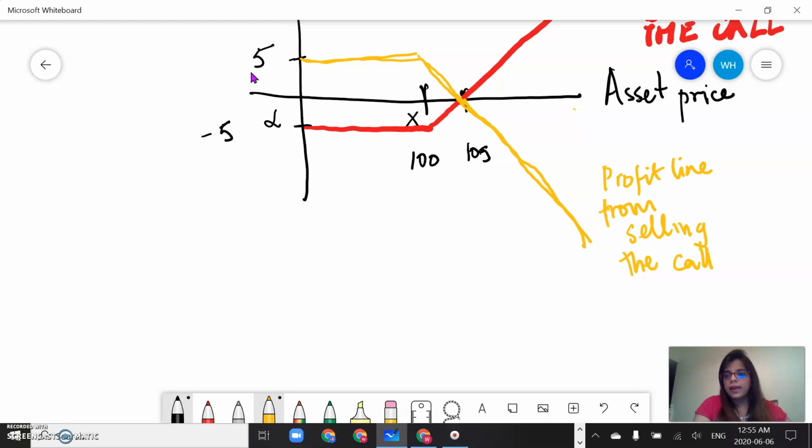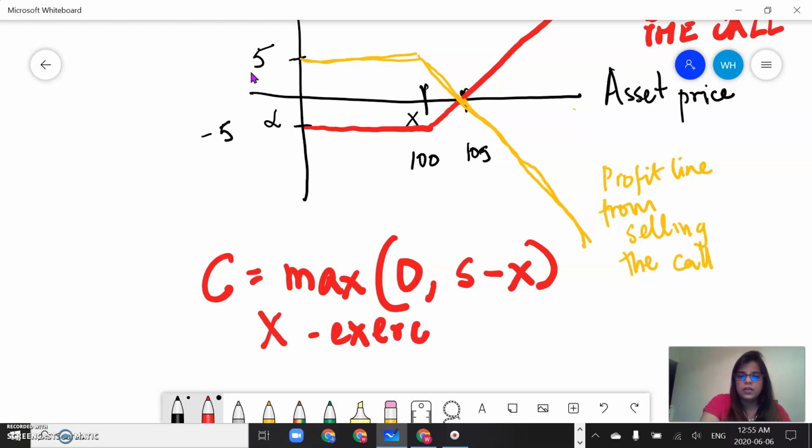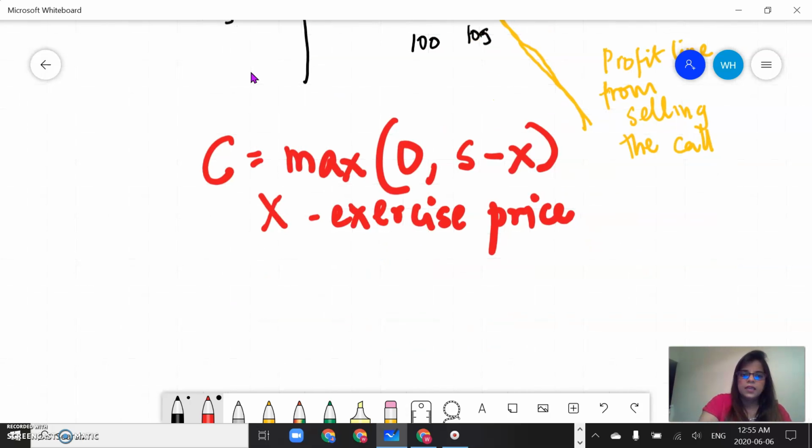So if we want to look at the value of the call option, the value of the call option will be the maximum of either 0 or s minus x, where x is the exercise price and s is the asset price.